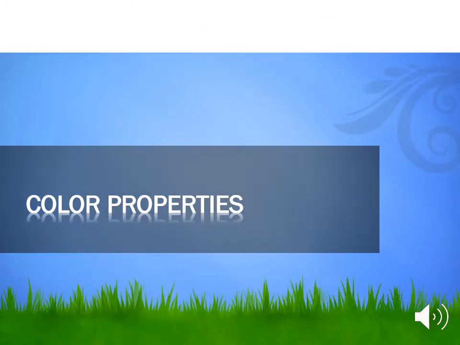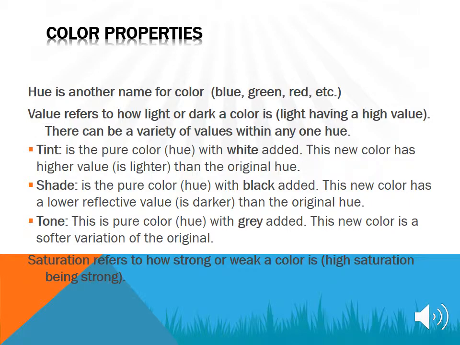Now, let's talk about color properties. You must have already heard of hue. Hue is actually another name for color, like blue, green, red, etc. Value, on the other hand, refers to how light or dark a color is. We already talked about value in the previous chapter.